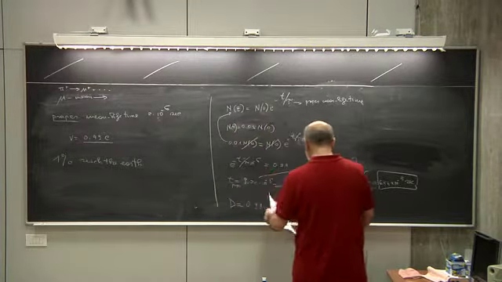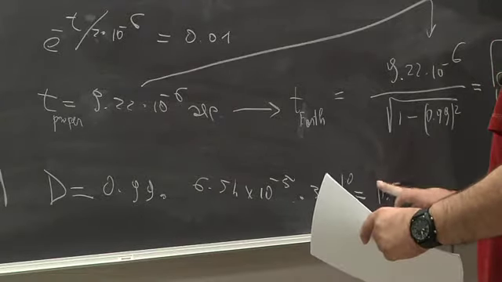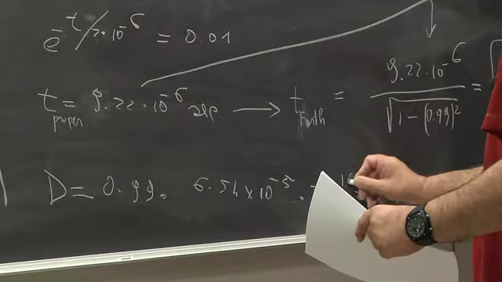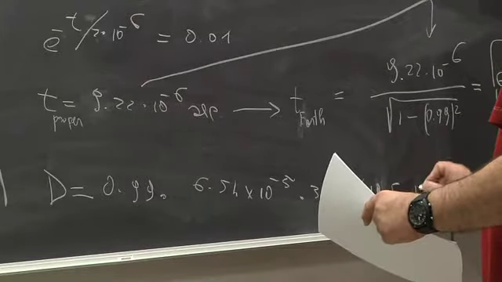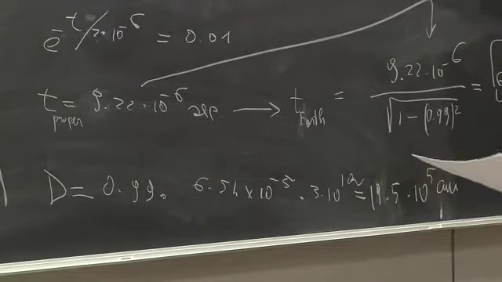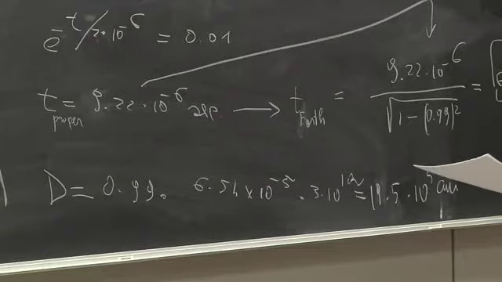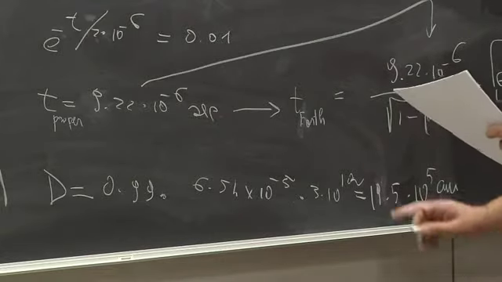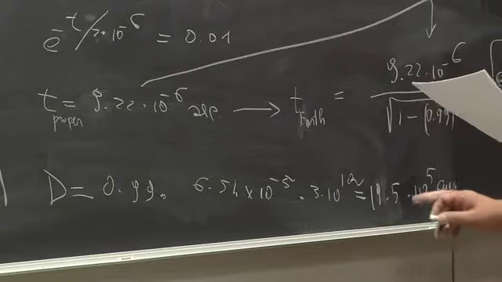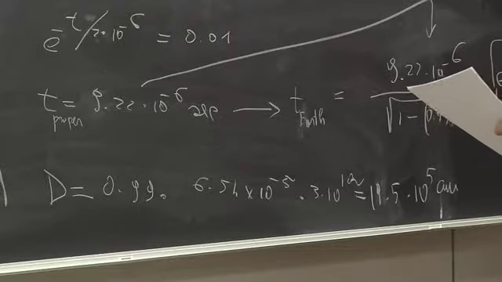Then you get something like 19.5 times 10 to the 5 centimeters. And this is in the frame of the Earth, if you measure. So I got a different number here because I did not multiply. Most probably I multiplied, but I forgot to insert it.